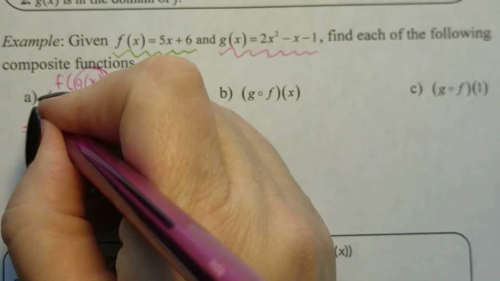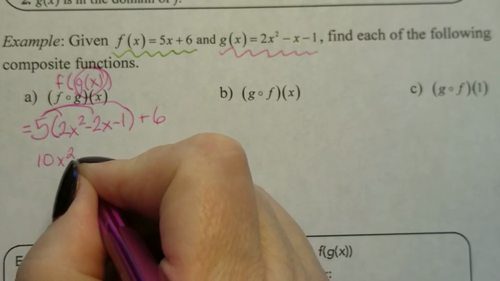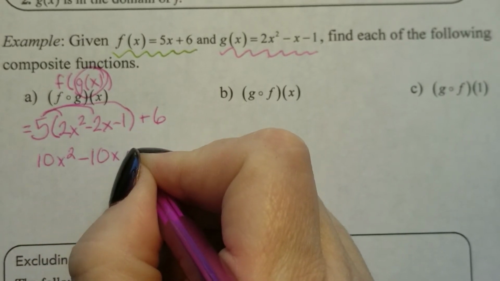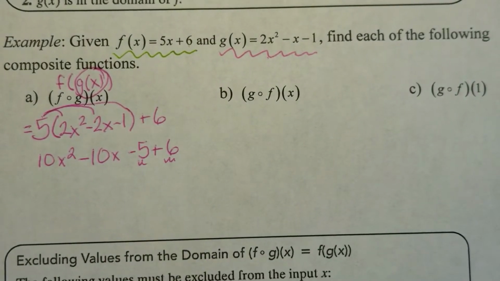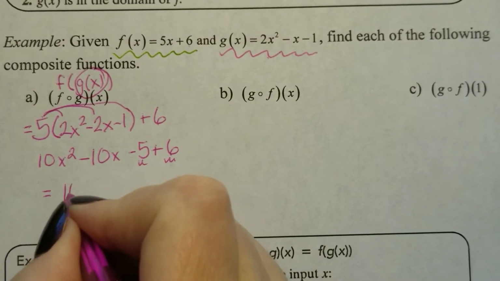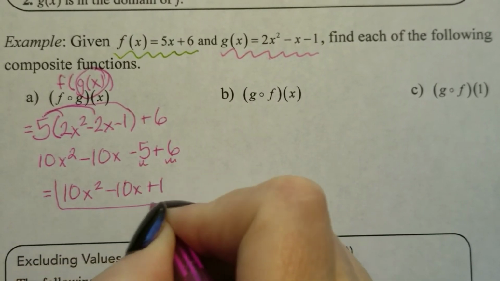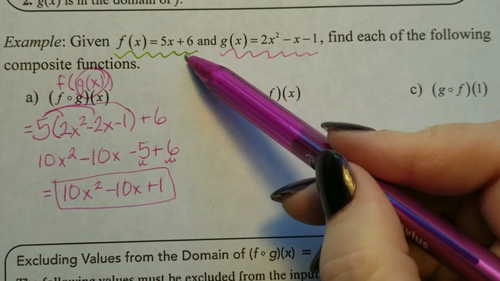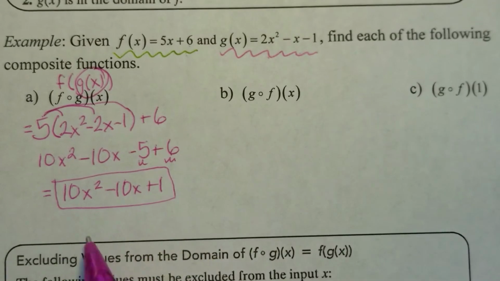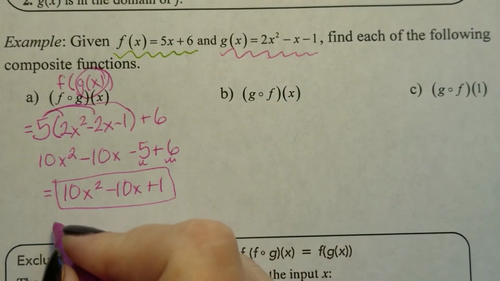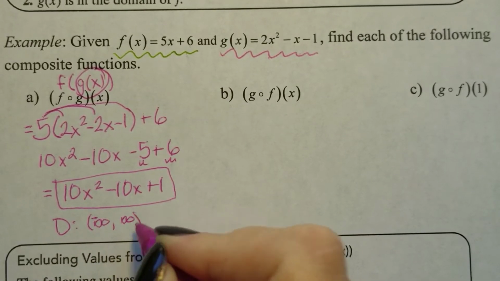So we'll distribute this, and we'll have 10x squared minus 5 plus 6. And we'll want to combine like terms together. So we get 10x squared plus 1. The domain of f of x is all real numbers. The domain of g of x is all real numbers. So the domain of f of g of x, once again, it's a quadratic, so the domain is all real numbers. Oops, that's negative infinity to positive infinity.